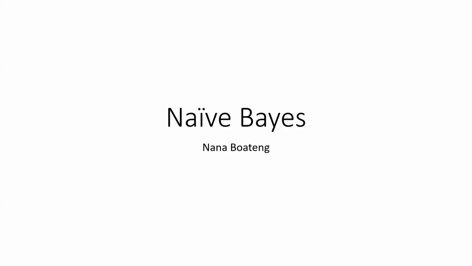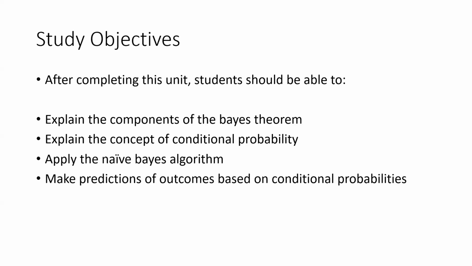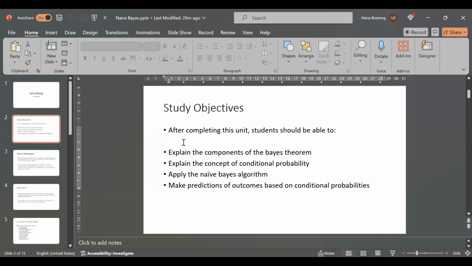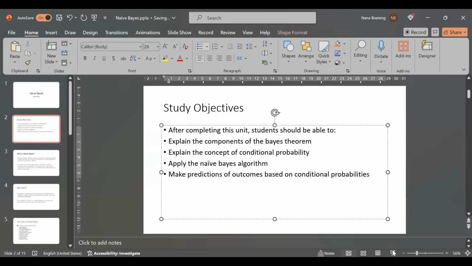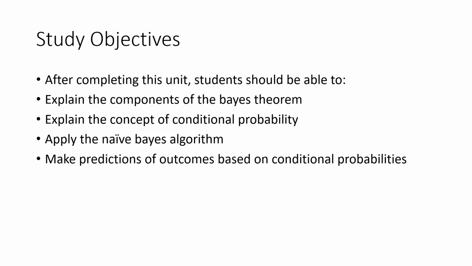Okay, so the naive Bayes algorithm is one of the classifiers we basically use for classification. Okay, and it's one of the very popular algorithms you can come across.